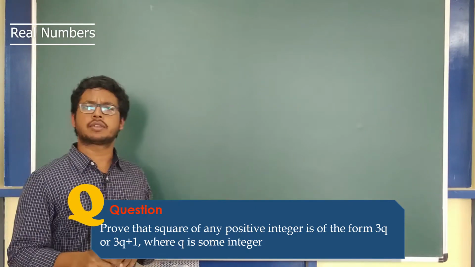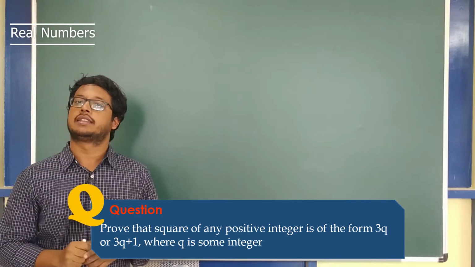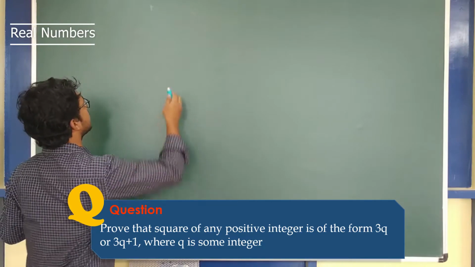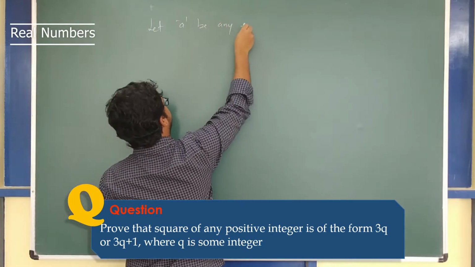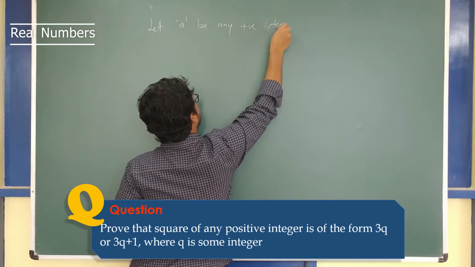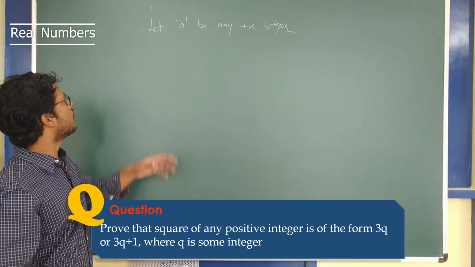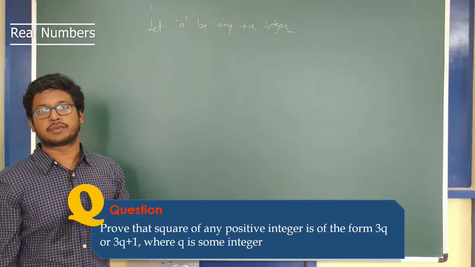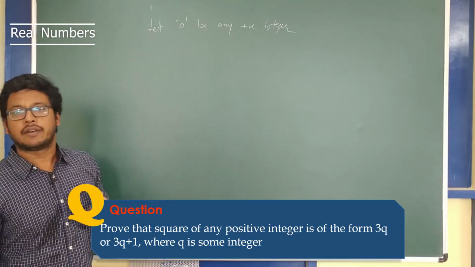We prove that square of any positive integer is of the form 3q plus 1 or 3q. Okay, so let's take this one. So let a be any positive integer. So we want to prove when I square this a, it should be in the form 3q or 3q plus 1. So now tell me, what will you divide a by now? So a will now be divided by 3.